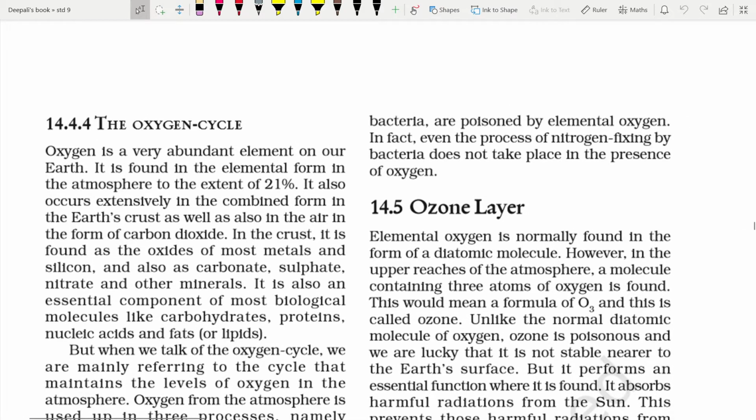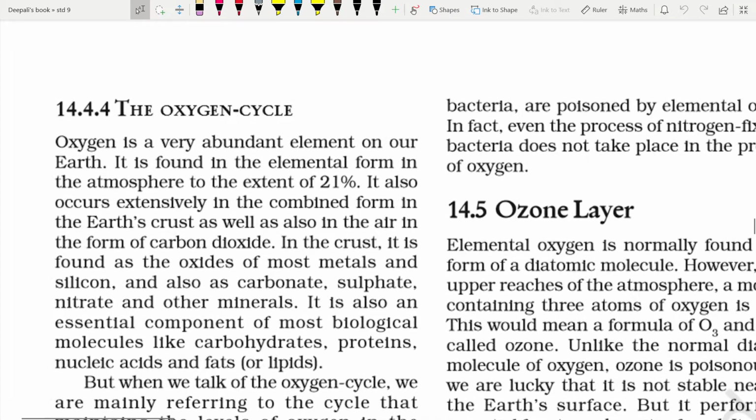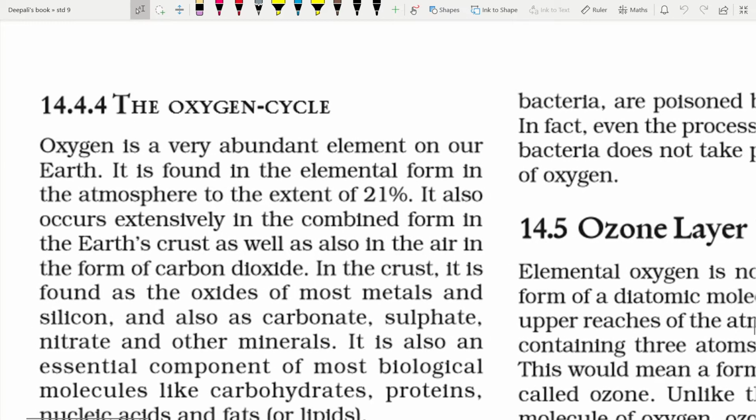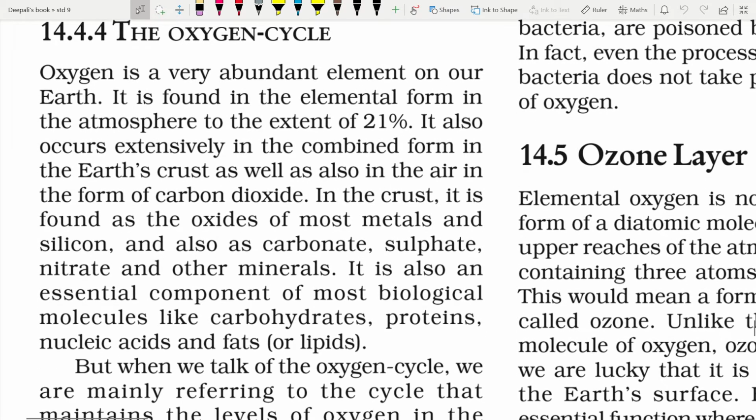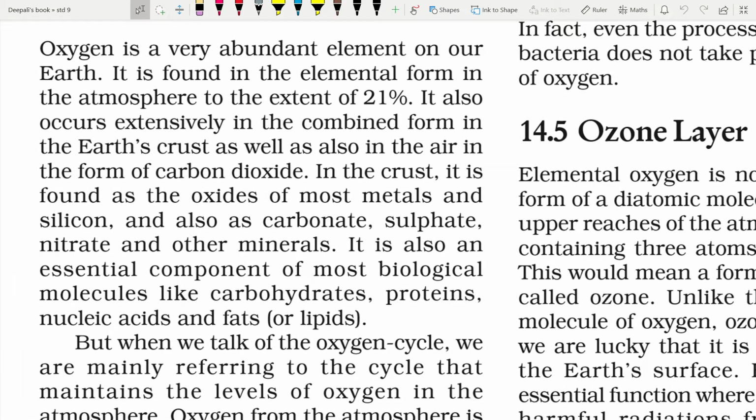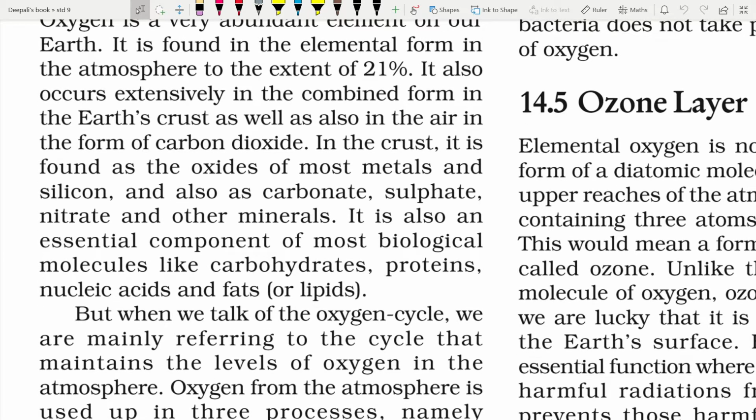Oxygen is a very abundant element on our Earth. It is found in the elemental form in the atmosphere to the extent of 21%. It also occurs extensively in the combined form in the Earth's crust, as well as in the air in the form of carbon dioxide. In the crust, it is found as oxides of most metals and silicon, and also as carbonates, silicates, nitrates, and other minerals. It is also an essential component of most biological molecules like carbohydrates, proteins, nucleic acids, fats, or lipids.